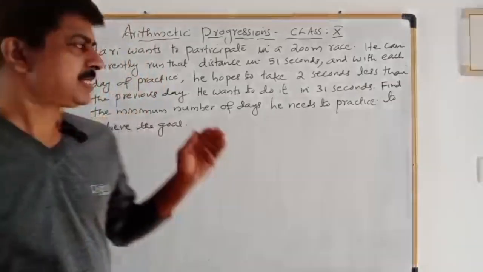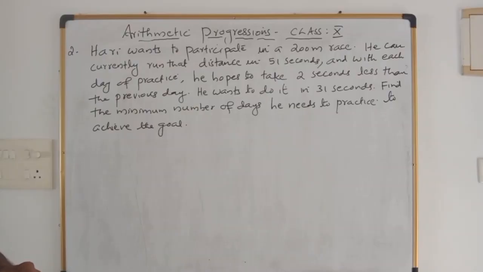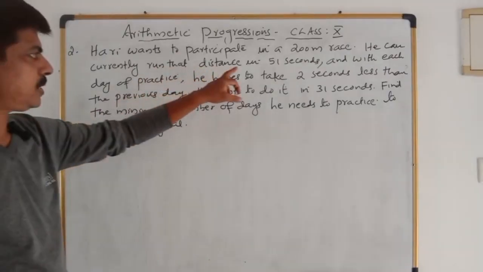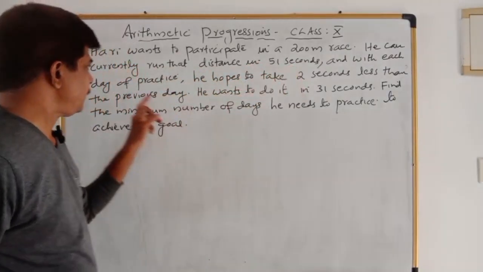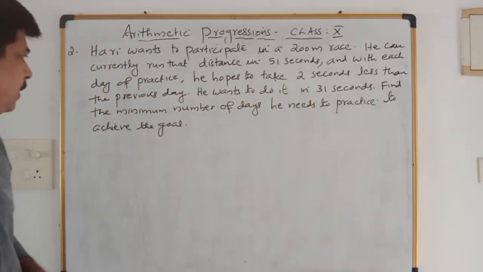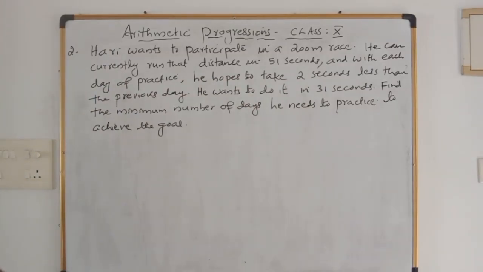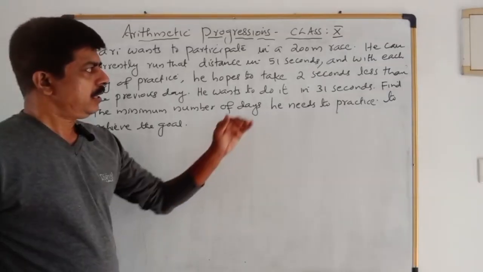Clear? Okay, here is the second question. Hari wants to participate in a 200-meter race. He can currently run that distance in 51 seconds, and with each day of practice, he hopes to take 2 seconds less than the previous day. He wants to do it in 31 seconds. Find the minimum number of days he needs to practice to achieve the goal.